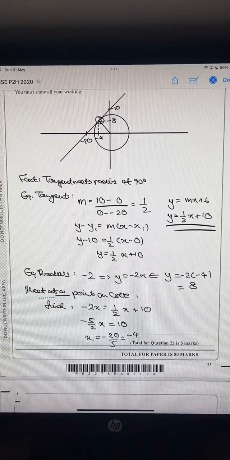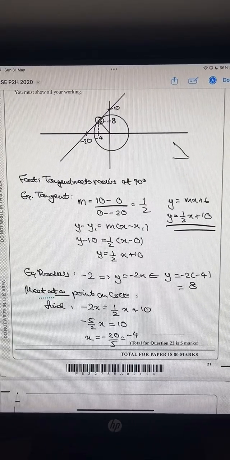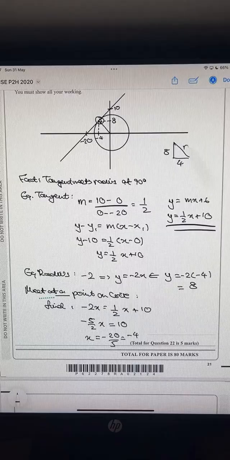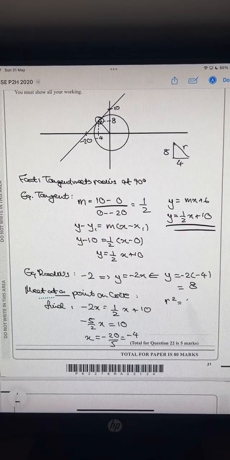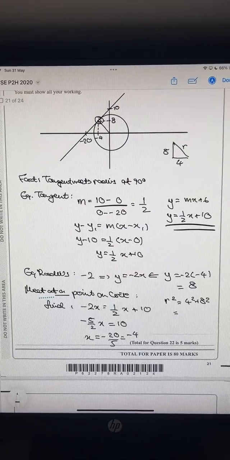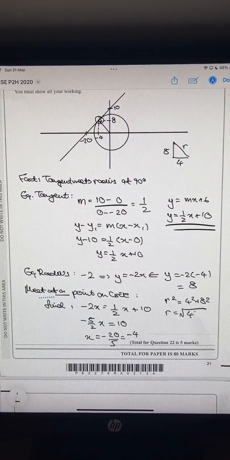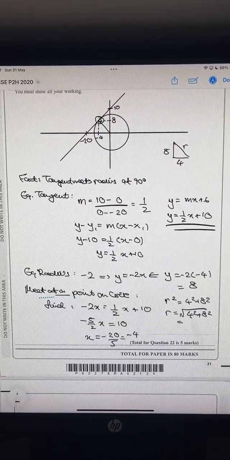So you've got a triangle with length 4 and length 8, and we need r. That is our radius. All we gotta do is do some Pythagoras. So r squared is going to be equal to 4 squared plus 8 squared. So r is going to be equal to the square root of 4 squared plus 8 squared. 4 squared plus 8 squared is 80. So that's the square root of 80.